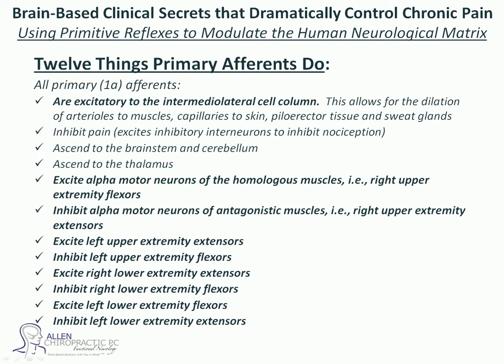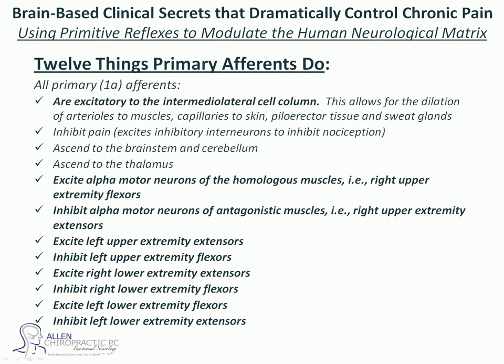Every time a primary afferent, or a 1A afferent, enters the spinal cord, there's 12 things that happen. The first and primary thing is that all 1A afferents are excitatory to the intermediate lateral cell column. This allows for the dilation of the arterioles to muscles, capillaries to skin, piloerector tissue, and sweat glands. The next thing to happen is the inhibition of pain, or the excitation of inhibitory interneurons to inhibit nociception. Then these signals must ascend to the brainstem and cerebellum, as well as to the thalamus.